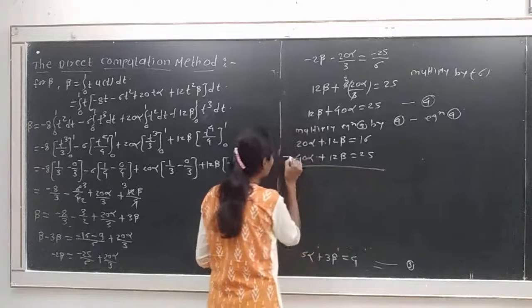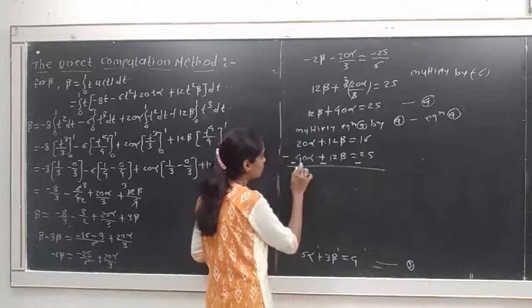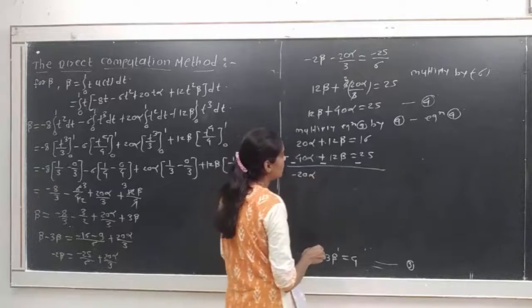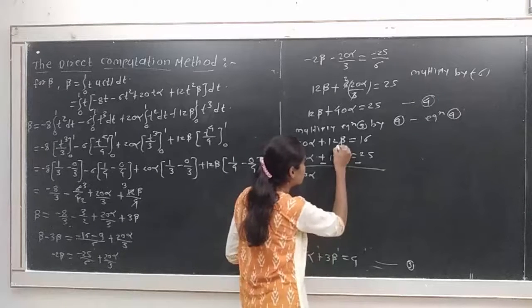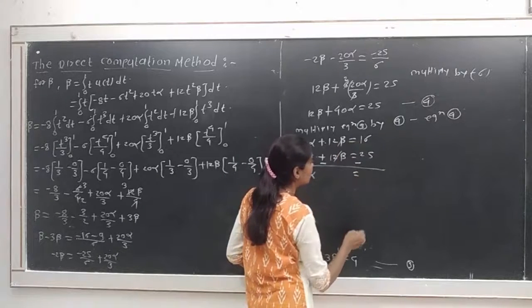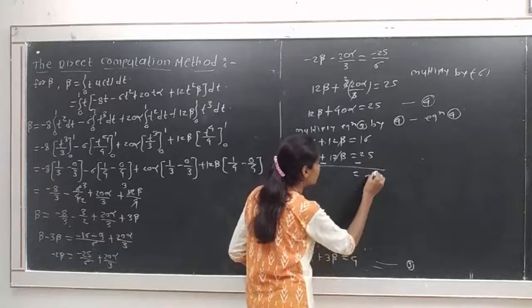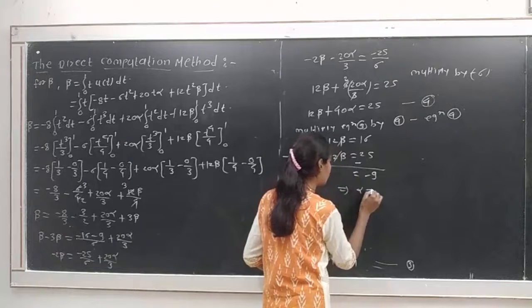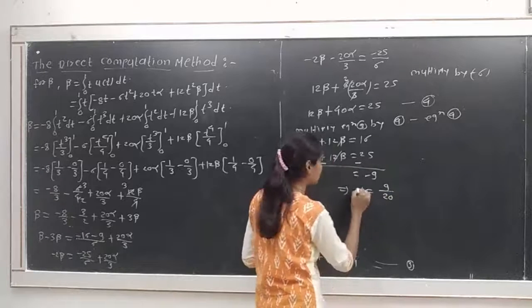Take subtraction, we get this will be minus and minus. Then 40 minus 20 will be minus 20 alpha, minus 40 plus 20 will be minus 20 alpha. This becomes a 0 and is equal to, we get 25 minus 25 plus 60 will be minus 9. Okay, so from that we get alpha is equal to 9 divided by 20.